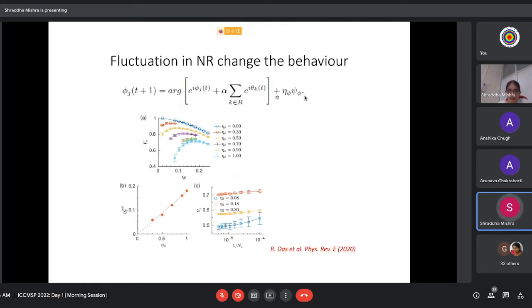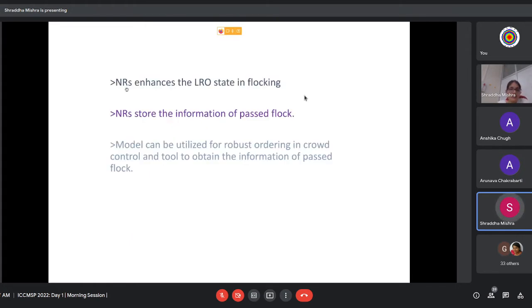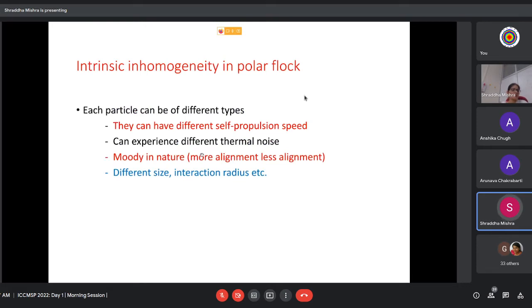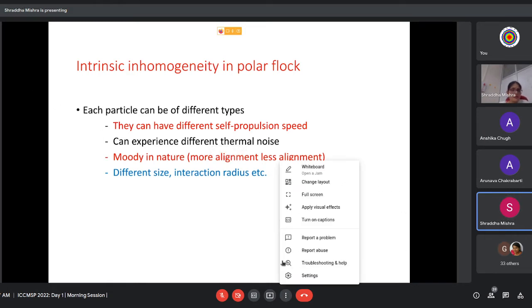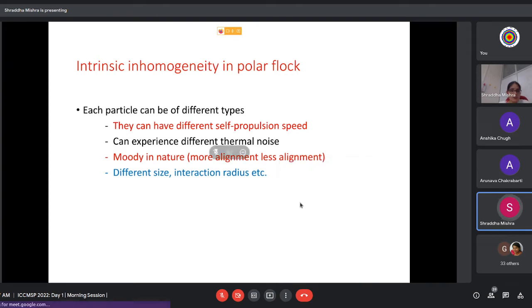With this, I will conclude this part of my talk. This non-quench rotator enhances the ordering and can be utilized for crowd control and getting information. The above two works are for extrinsic inhomogeneities, where the inhomogeneities are present in the medium. Now I will show one result for the intrinsic inhomogeneities.